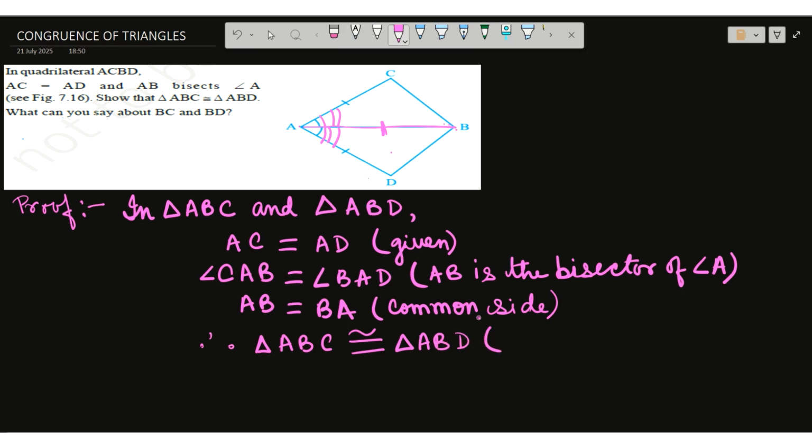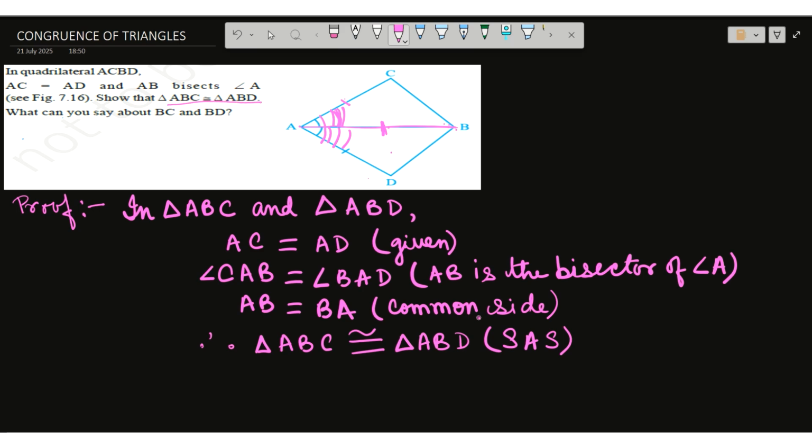What is the criteria? You can see in the diagram that AC is a side, AB is a side, and in between these two sides, one angle is equal. AC is equal to AD, AB is the common side, and in between these two sides the angles are equal. So the criteria is side angle side. We have proved this.